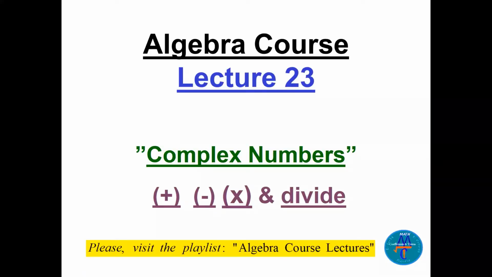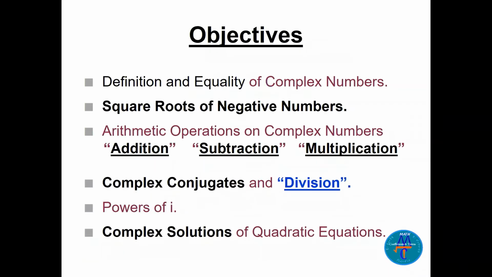This is another lecture in the Algebra course, lecture 23, about complex numbers. These are very important in many math courses and also in engineering. So here we will add, subtract, multiply, and divide complex numbers after we make some definitions. These are the objectives. You can read them: addition, subtraction, multiplication, division, complex conjugates, and all this.